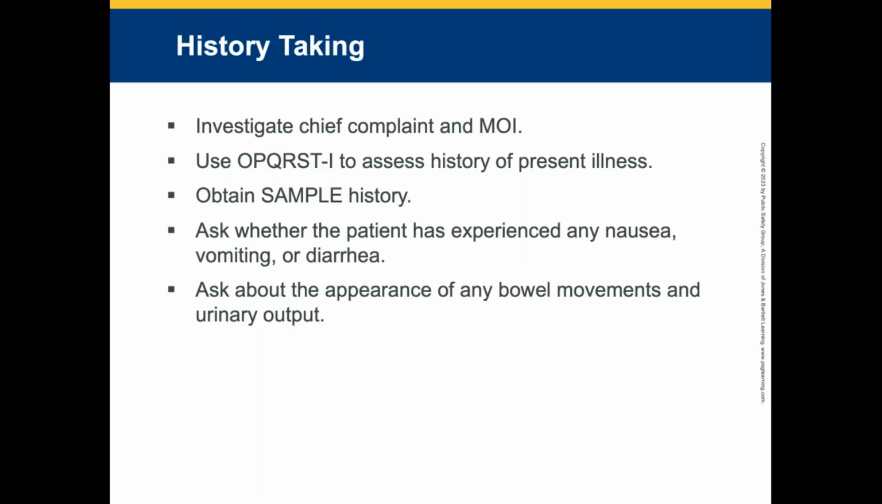History taking: determine and investigate the chief complaint, what is going on, and also look at the mechanism of injury and further investigate that. Remember, we can have patients with deferred pain because something else may be more severe. It doesn't mean that they don't have an injury. If the patient is not responsive, attempt to obtain a SAMPLE history from their friends and family members, and ask the patient if they've experienced nausea, vomiting, or diarrhea. Ask about the appearance of any bowel movements and urinary output, and check for any blood in the urine, black tarry stools called melena, or blood in the stools as well.